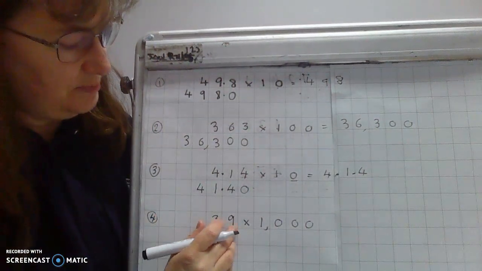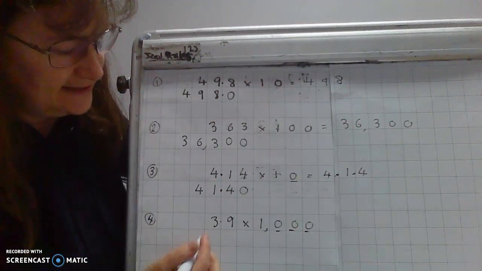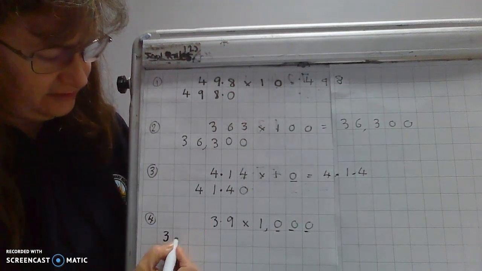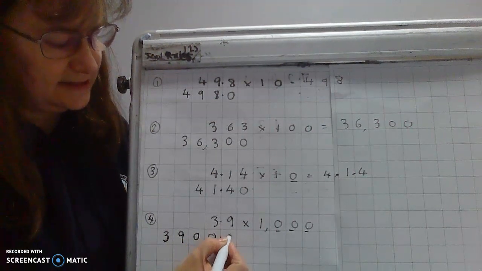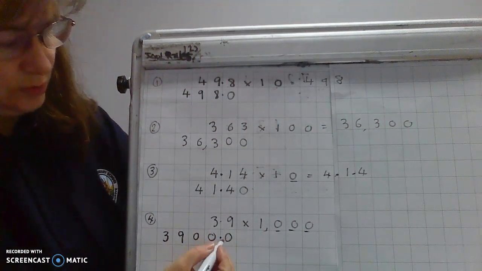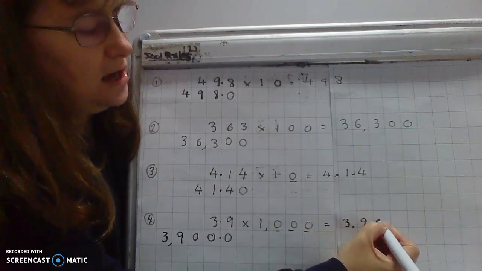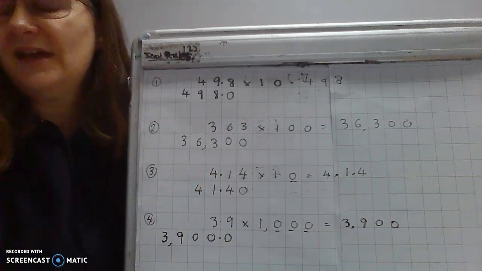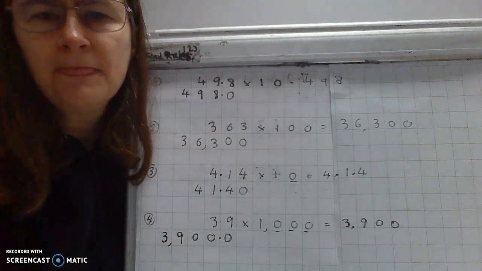So last one, 3.9 times 1,000. We're moving 3 places. So our 3 is going to go 1, 2, 3. It's going to go right over here, followed by the 9. Placeholder zeros leading up to where the decimal point is. So if we check, our answer is 3,900. If you put 3,900.0, that's absolutely fine.